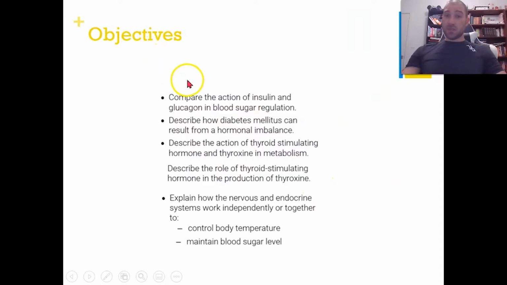So science understands, we're going to look at: compare the action of insulin and glucagon in blood sugar regulation, describe how diabetes mellitus can result from a hormonal imbalance, describe the action of thyroid-stimulating hormone and thyroxine in metabolism, describe the role of thyroid-stimulating hormone in the production of thyroxine, and explain how the nervous and endocrine systems work independently or together to control body temperature and maintain blood sugar levels.